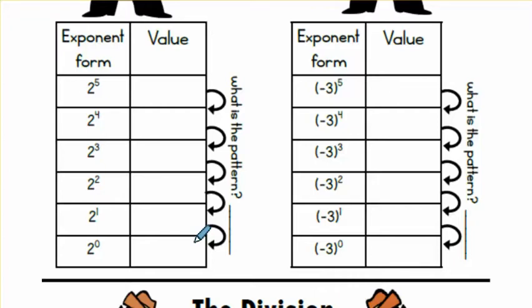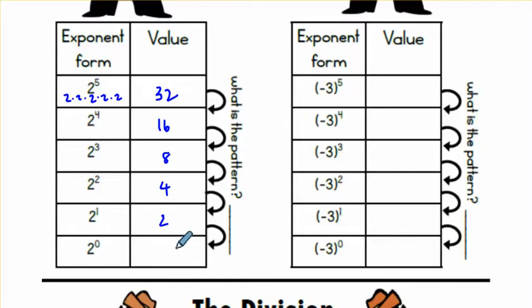Okay, so we're going to do this table based on what we already know. 2 to the 5th power we know is 2 times 2, which is 4, times 2, which is 8, times 2, which is 16, times 2, which is 32. Okay? 2 to the 4th power would be 2 times 2 times 2 times 2, which is 16. And then 2 to the 3rd power is 8, 2 squared is 4, 2 to the 1st power is 2.